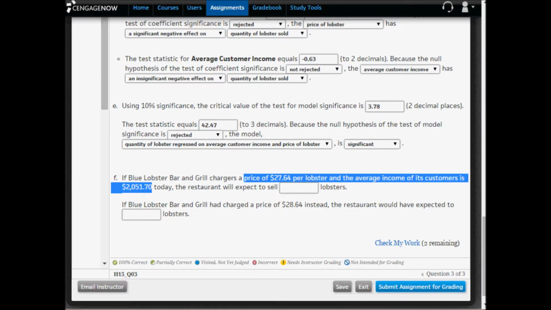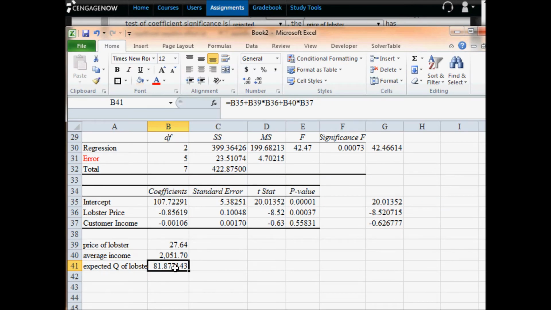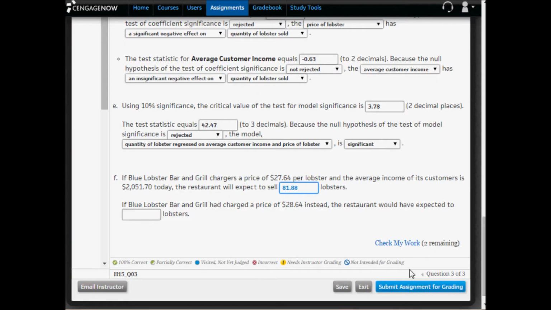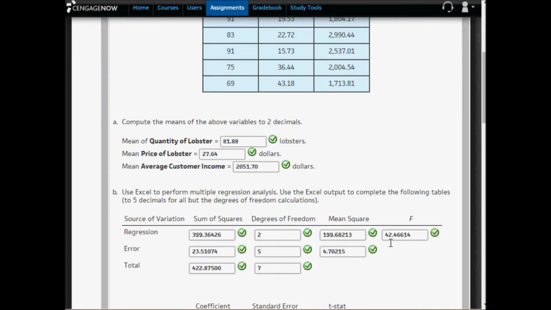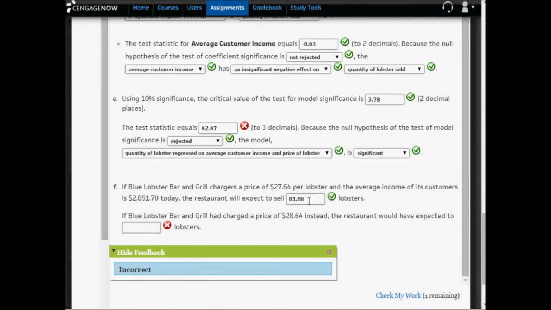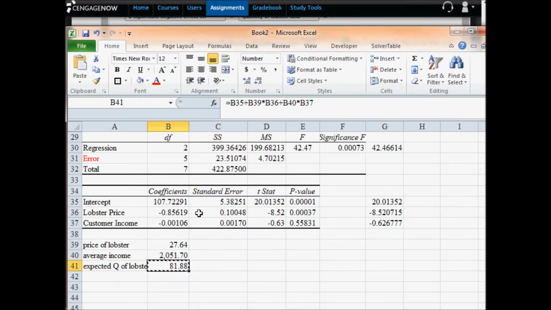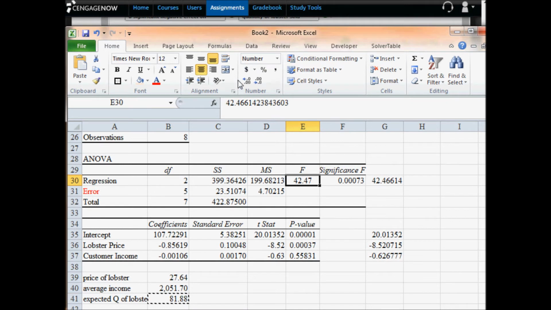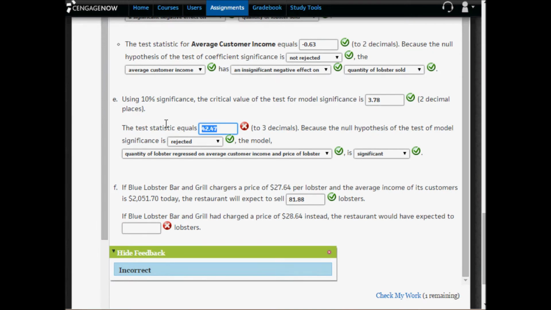I need, we'll try 2 decimal places. I got to fix that. Check my work. Yeah, 2 decimal places works. We made a mistake up here. The test statistic is 42.47 to 2 decimal places, but we need 3 decimal places. So 42.466. So change that to 42.466.